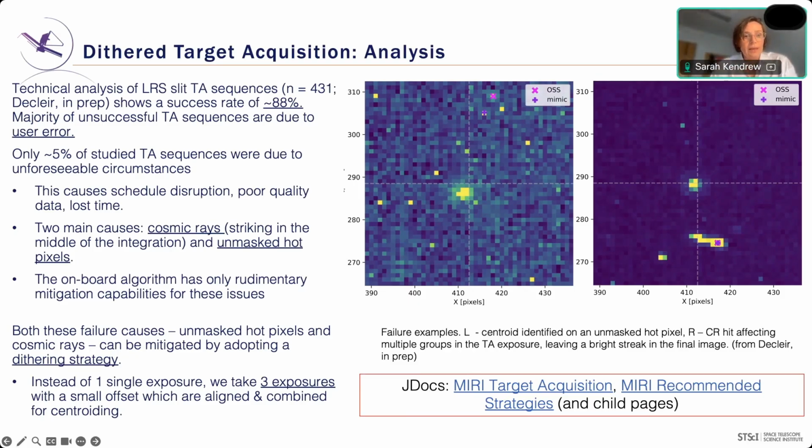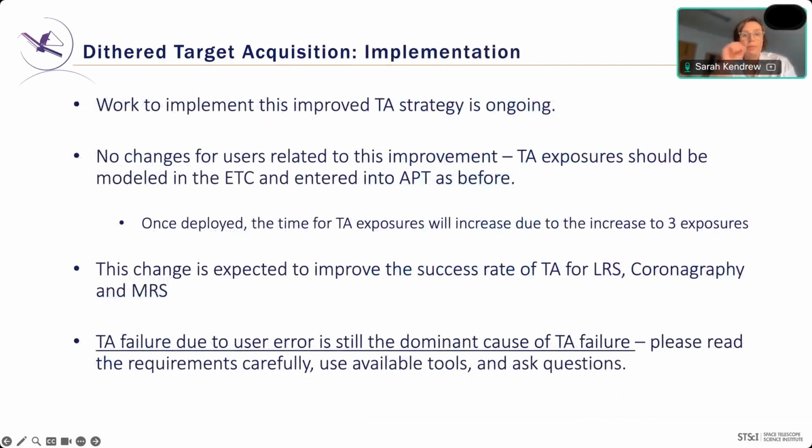So to protect against those particular occurrences, even though they are rare, we are moving to a 3-point dither strategy. The near-infrared instruments already employ that strategy as well. This does protect much more effectively against a hot pixel or a cosmic ray. This is not something that users really need to select anything for. Once we have sufficiently tested it, and that's still underway, it will just become the default way of doing target acquisition.